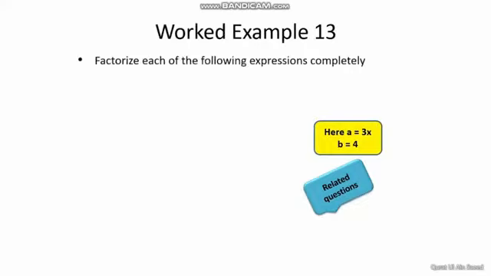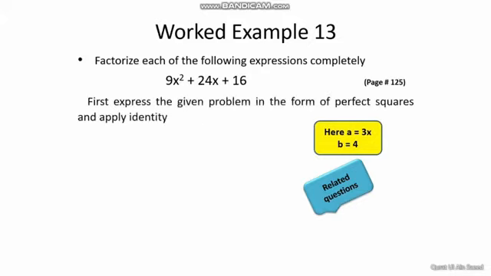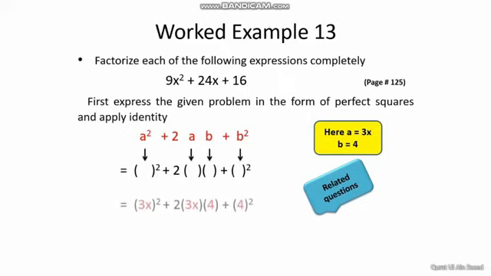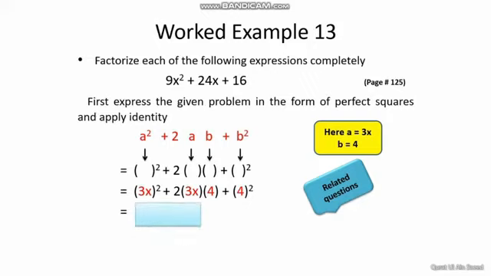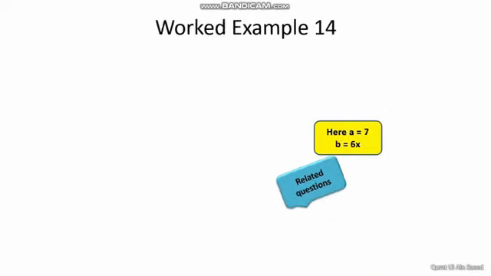Now I will solve worked example 13 on page number 125, which is factorize 9x square plus 24x plus 16. First, express the problem in the form of perfect squares and then apply the identity a square plus 2ab plus b square. The square root of 9x square is 3x. The square root of 16 is 4, while the 2ab term expresses 24x. (3x) whole square plus 2 into 3x into 4 plus 4 square equals (3x plus 4) whole square, where a equals 3x and b equals 4. The related questions to worked example 13 are 1, 5 and 9 of the exercise.